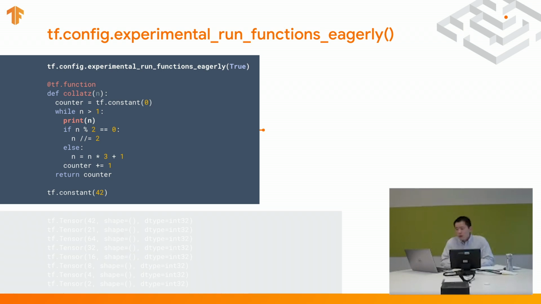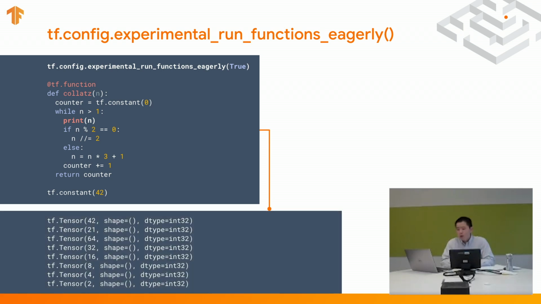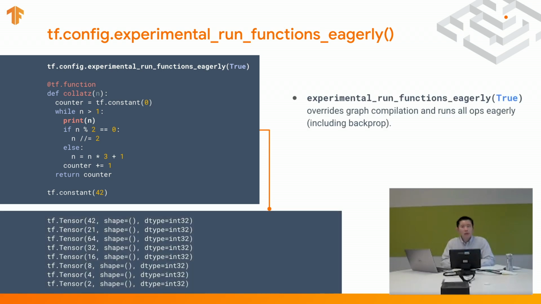The useful API here, if you want to do step debugging, is tf.config.experimental_run_functions_eagerly. If you call that function with the input argument True, then you're basically telling tf.function to not compile functions into graphs. All the code here will run eagerly, and you will be able to use either print, or step debugging, or breakpoints in your favorite IDE.